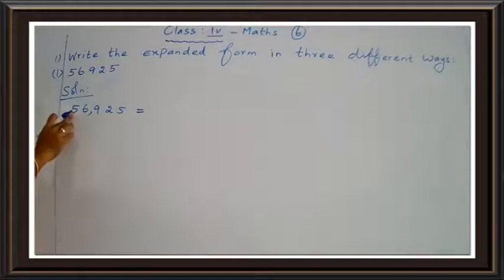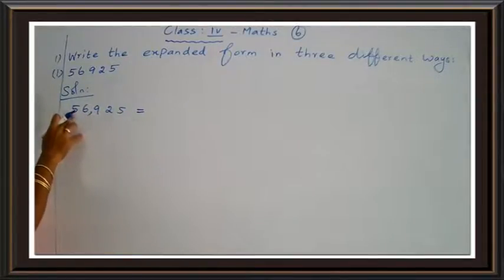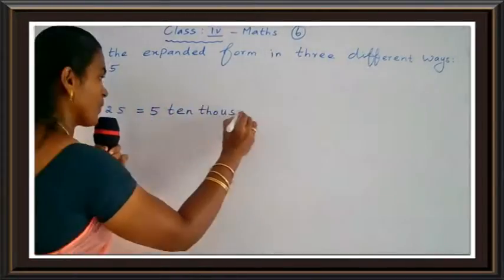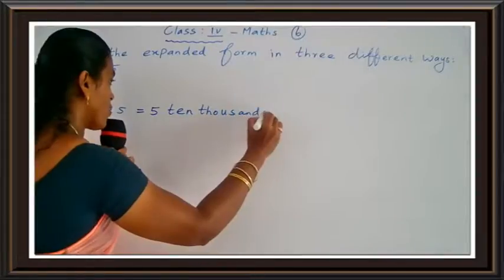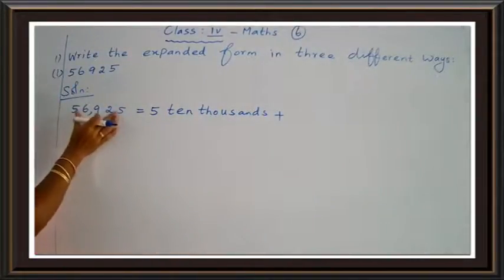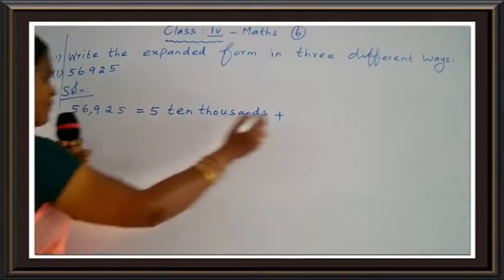So first number is 5. What is the place value of this 5? 1, 10, 100, 1000, 10,000. So 5 ten-thousands. When we add the place value of each digit and write it, what do we call it? Expanded form. So first digit is 5. What is the place value of this 5? 5 ten-thousands. Next, plus next digit is 6.